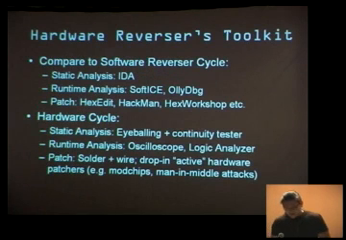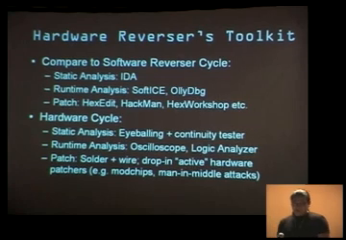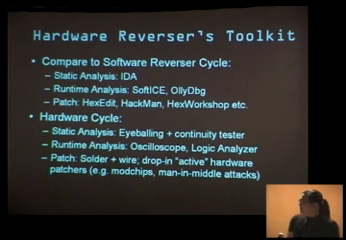So, the hardware reverser's toolkit. Actually, it's kind of nice that I just followed up a really good talk about software reversing. The basic cycle involves static analysis with a tool like IDA, some runtime analysis with something like SoftICE and OllyDbg, and a patcher to apply your patches once you figure out what you want to change: HexEdit, HackMan, Hex Workshop. So the hardware cycle is very similar.